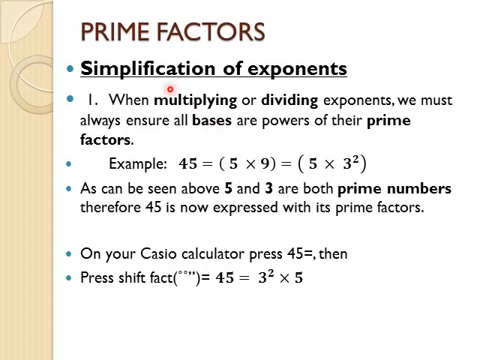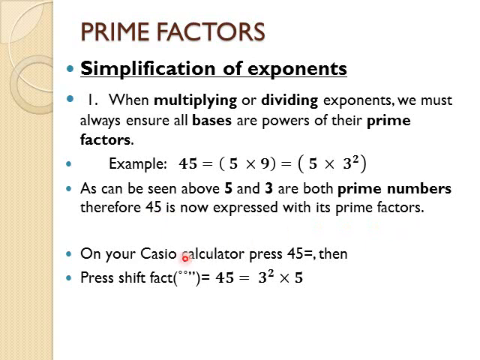Before we can solve any problems, we need to know what prime factors are. I assume you still remember what prime numbers are. To simplify the exponents, when you multiply or divide, all bases must be powers of their prime factors. So if I take 45, for example, 45 can be written as 5 times 9, but 9 is not a prime number, so therefore it becomes 5 times 3 squared.